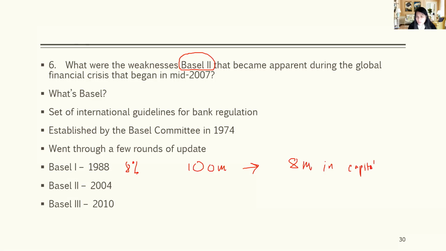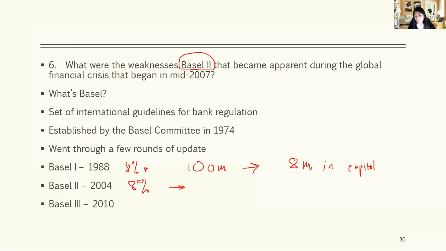And this serves as a buffer against the losses that I make when I lend out to people, okay? In Basel II, they refine the regulation a bit. So on average, banks are still required to hold 8% of their assets in capital. But they change the definitions of asset, okay?